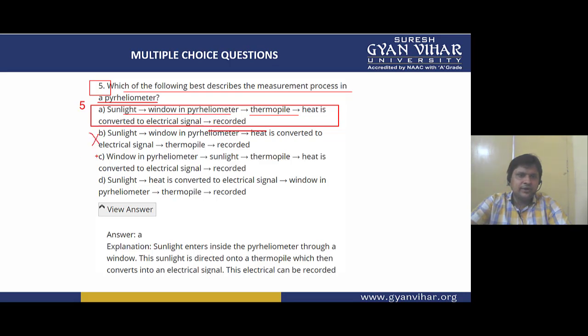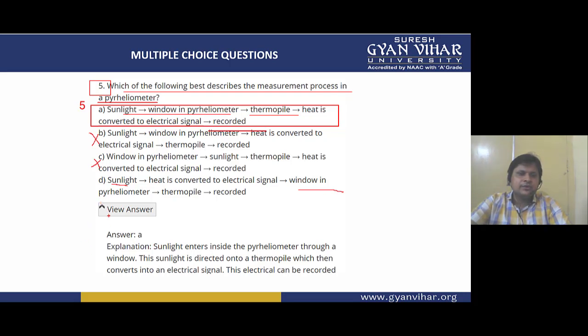Let's move into the next, C. Window in pyrheliometer and then sunlight. So here, in the first two steps itself, the answer is showing you the wrong one, because first the sunlight should be there. So from the first line itself it is sounding wrong. And the D option is sunlight, heat is converted to electrical signal. Now here also, after sunlight there should be window in pyrheliometer and then thermopile.